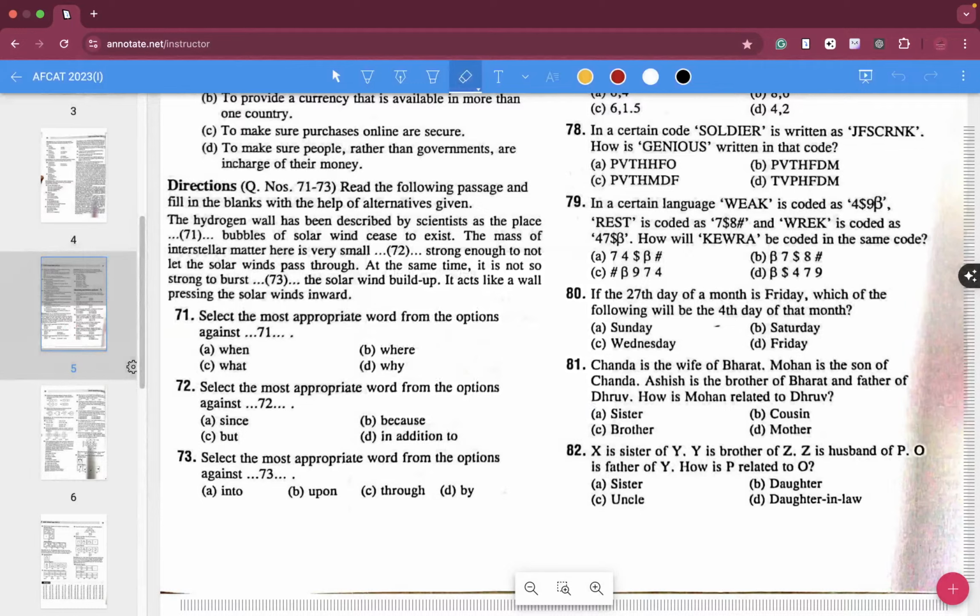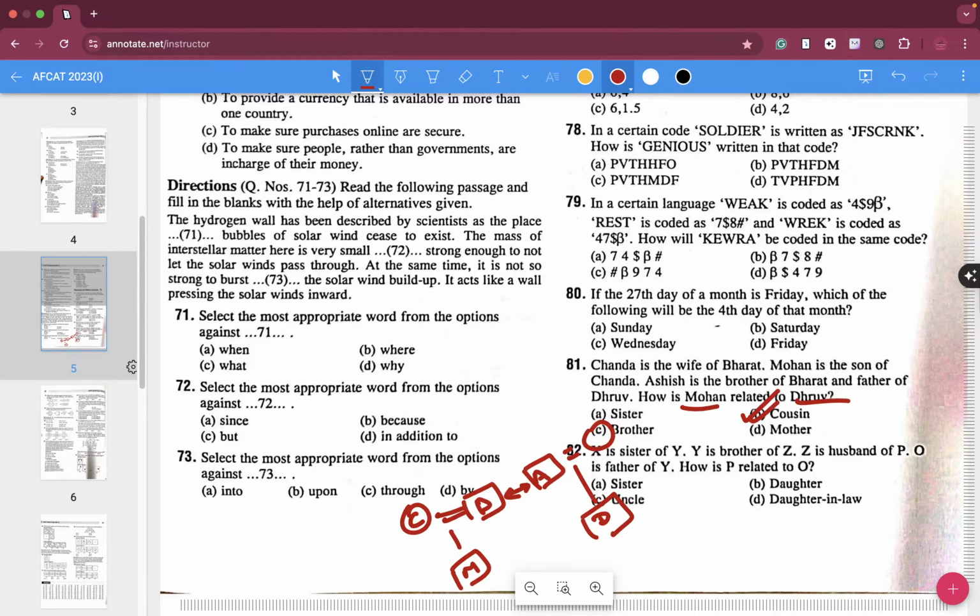Question number 81. Chanda is the wife of Bharat. Mohan is the son of Chanda, Mohan is a man. Ashish is brother of Bharat, and he will have a wife and is father of Dhruv. How is Mohan related to Dhruv? Mohan is related to Dhruv as cousin. They are related as cousins.